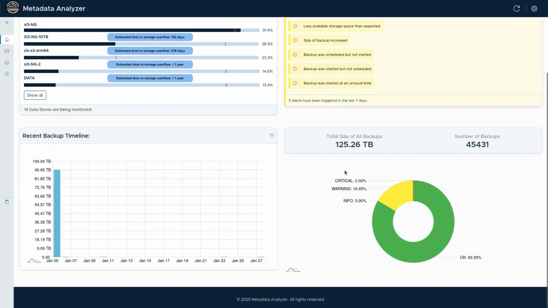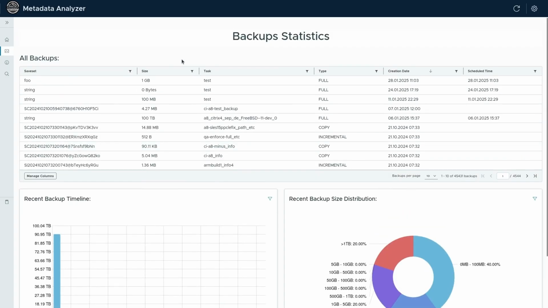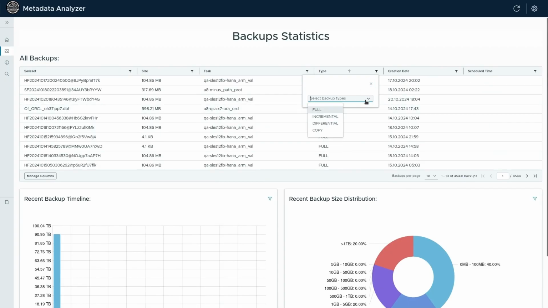Through the backups bar chart and the backups page, Joe can inspect the backup history. He can filter and sort the table to help him understand his data better.